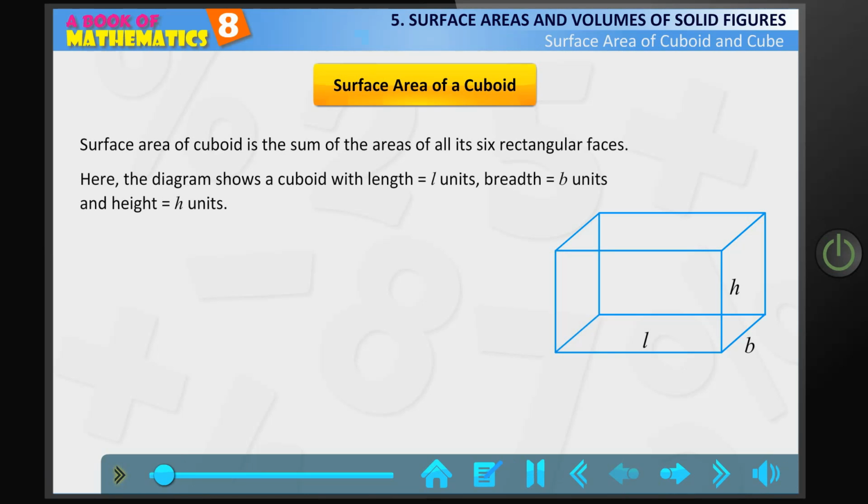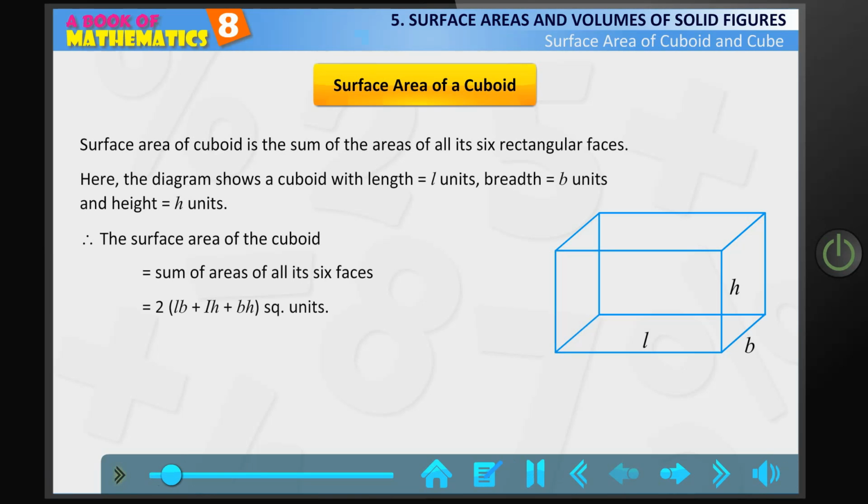Here, the diagram shows a cuboid with length equal to L units, breadth equal to B units, and height equal to H units. Therefore, the surface area of the cuboid is equal to the sum of the areas of all its 6 faces: 2 times (LB plus LH plus BH) square units. Surface area of a cuboid is equal to 2 times (LB plus LH plus BH).